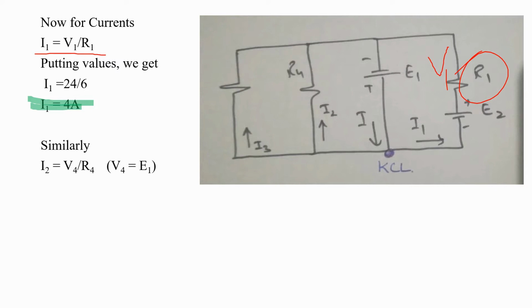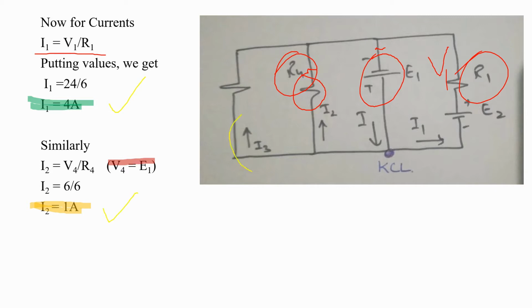Similarly, when you are finding the value of I2, you have to know the value of V4 and R4. R4 is basically the resistor and V4 is the voltage across that resistor. You can see that R4 is parallel to E1. It means the voltage across R4 is the same as the value of E1. So substituting the values, we get I2 is equal to 6 by 6, which is equal to 1 ampere. So we have the values of I1 and I2.